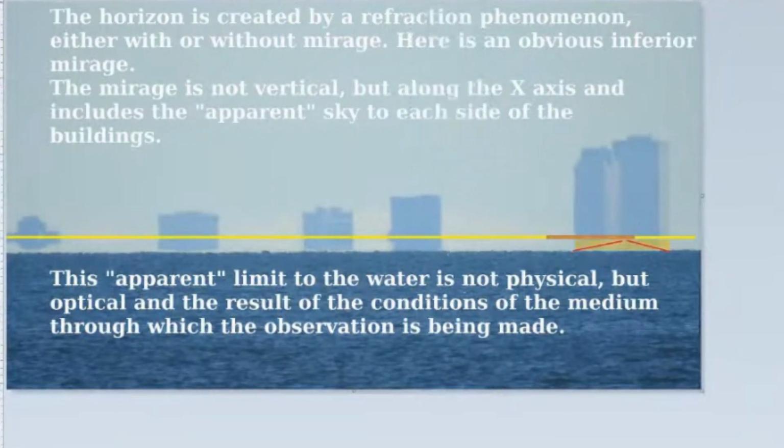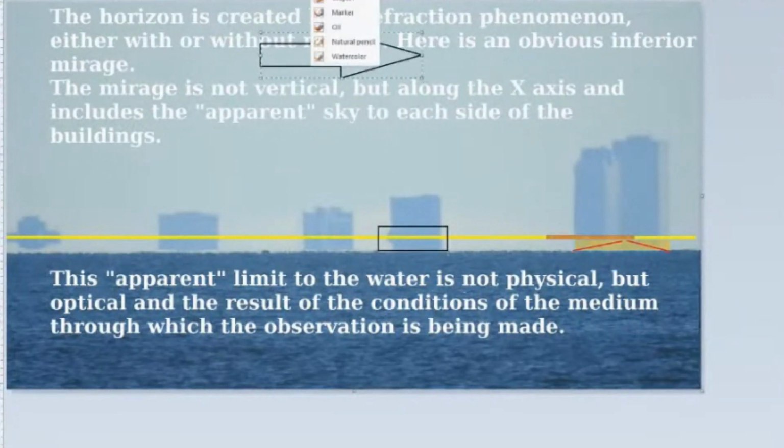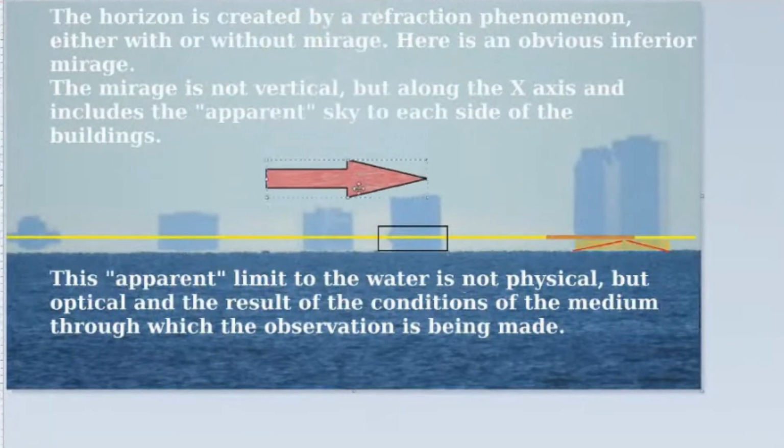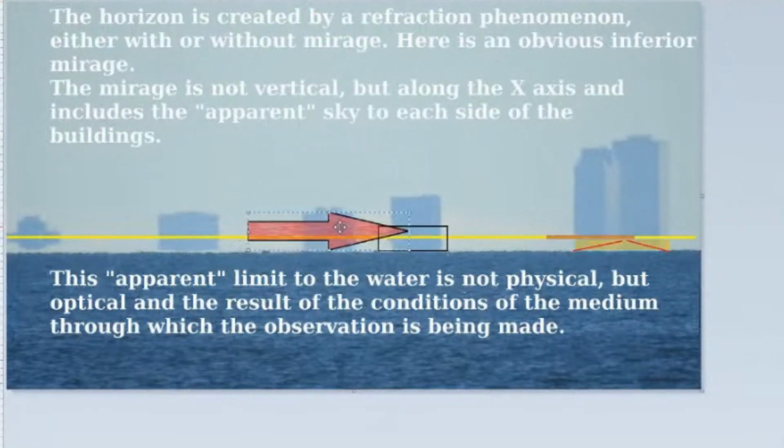So what that means is that this entire square here is an inferior mirage. This is what Andrew Thomas Young and other mirageologists say. This is the erect image. This is the physical image. This is the erect image. This is the mirrored image of this.